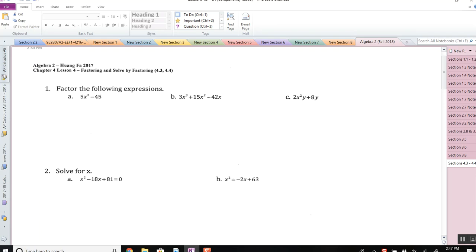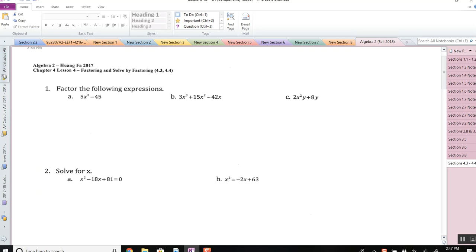Hello, welcome to a video discussing solving by factoring for sections 4.3 and 4.4. Here we're going to be on pages 9 and 10 of the Chapter 4 notes. It does say Chapter 4 Lesson 4 on the top left corner, if that helps. So again, we're going to discuss factoring, stuff that you guys did in middle school often. A lot of it should be review.